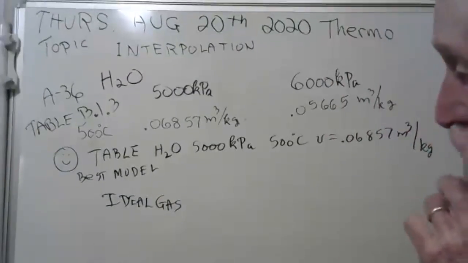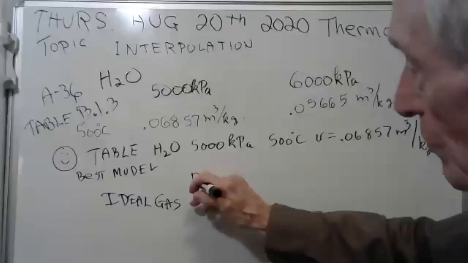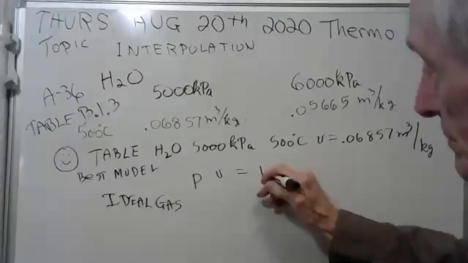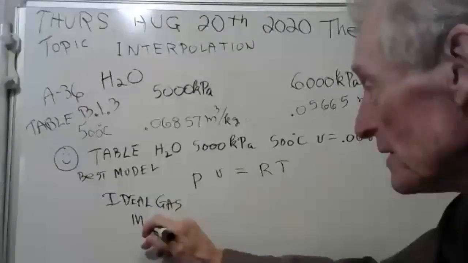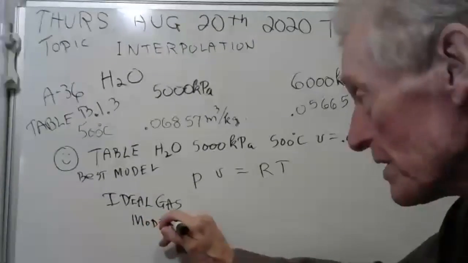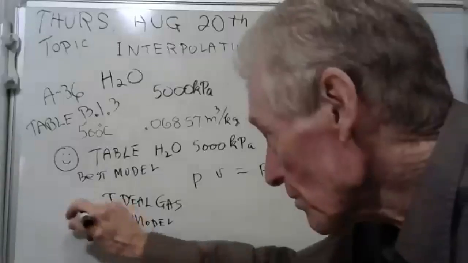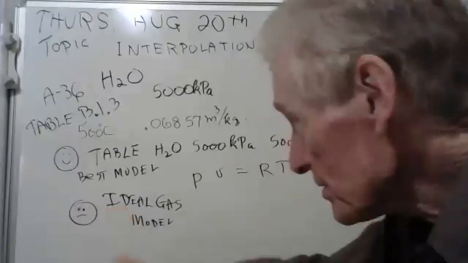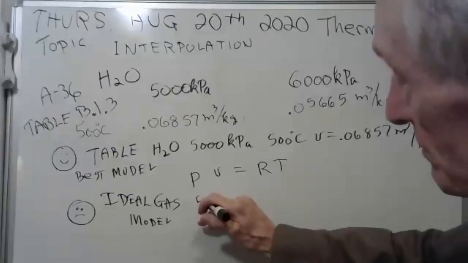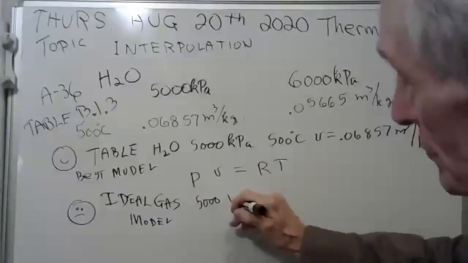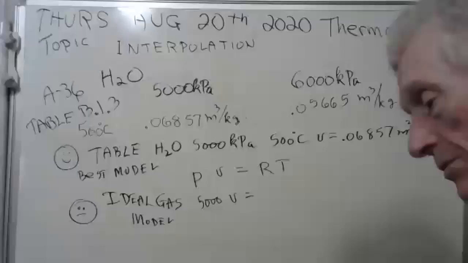The ideal gas model, the way you go is PV equals RT. Now you're not going to get the best answer. Like I told you before, it's not as good. Now the pressure is 5,000. We're going to solve for V. Now the R you would have to look up.